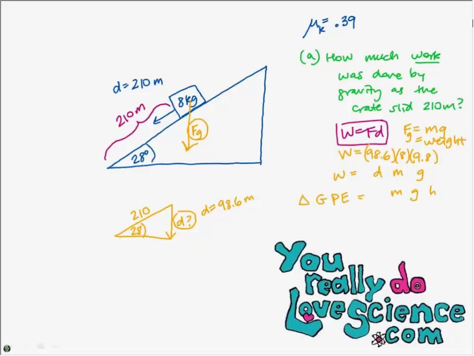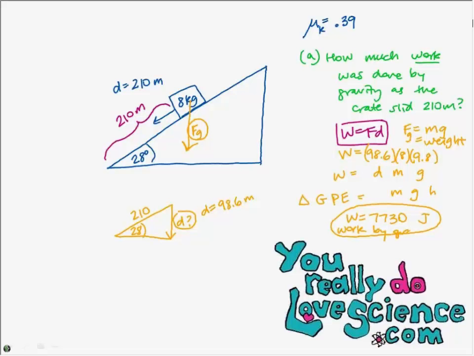The force is mg, which is 8 times 9.8. And then we'll do distance, which is 98.6 meters. So we get 7730. So that's the work that gravity did, 7730. Are we done, or do we need a unit? We need a unit. The weight would be... No, we're doing work. W is work. The joules? Yeah, joules, because the force was newtons and the work is in joules. Very good. So that's the work done by gravity.